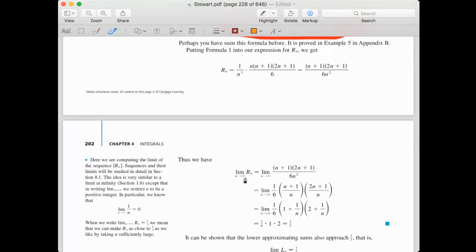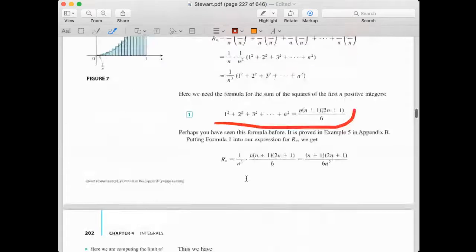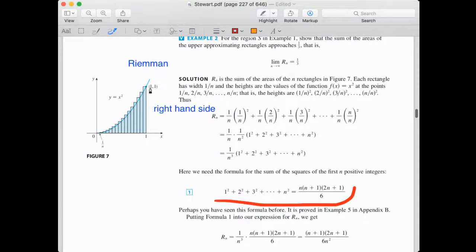That means we are cutting this into infinitely many pieces. How do we take this limit? We have rational functions, a polynomial in the numerator and a polynomial in the denominator. We apply the ignore rule and take the leading term. The leading term in the numerator is n times 2n, which is 2n squared. The denominator is 6n squared. So 2n squared divided by 6n squared is 1 over 3. The limit is 1 over 3, so the exact area is 1 over 3.